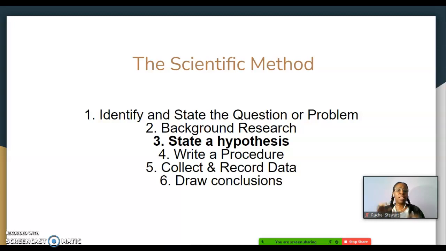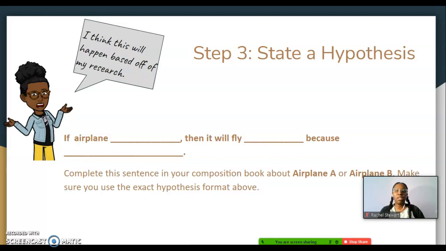And the scientific method step 3, state the hypothesis. We went over that. We drilled it. We know we can identify the IV. We can identify the DV. We know what a control variable is. And we know how to write a hypothesis, okay, in the if-then format, just like this. So if airplane A was made with triangular wings, then it would fly further because airplane B's wings are circles. Okay. So based off of our research, we do our hypothesis.